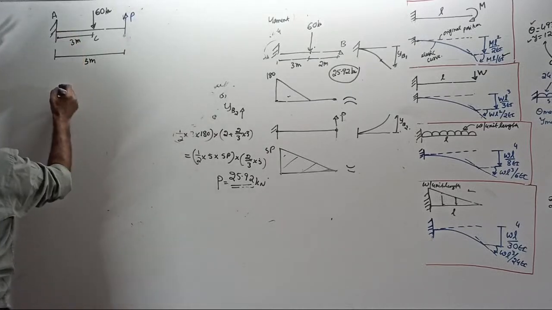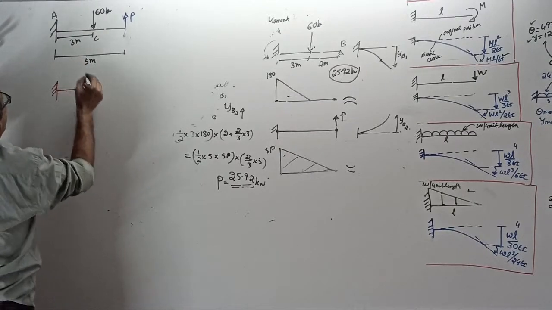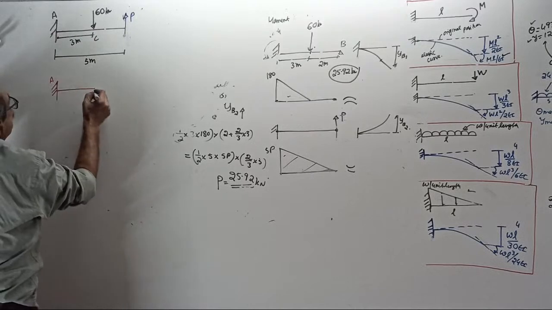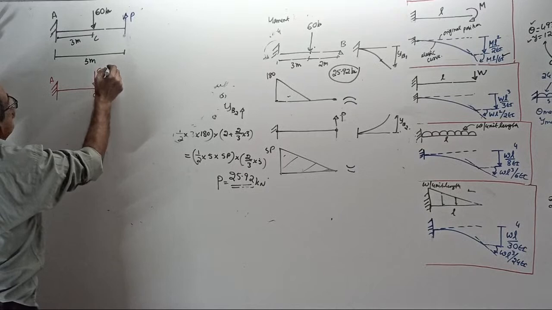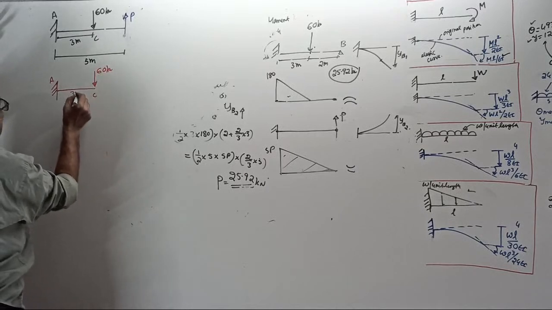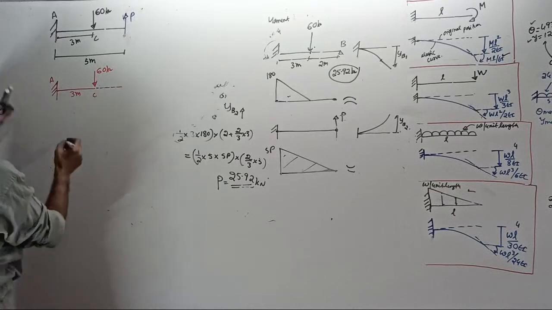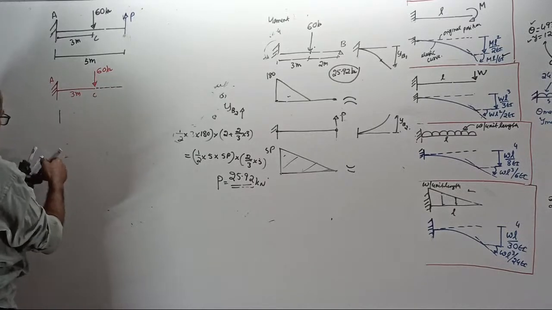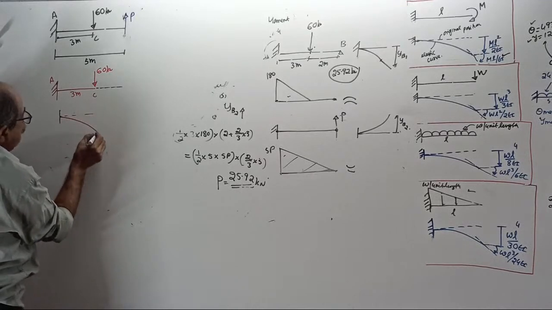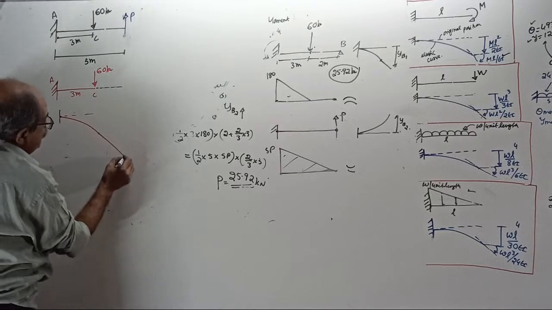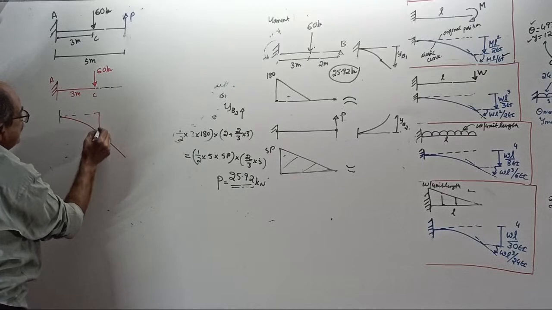First you consider a cantilever beam. From A up to C, there is a point load of 60 kilonewton. This is 3 meter. The remaining portion will be straight, with no bending. So your elastic curve will go this way, then it will come this way. Okay, start. Now you find what this deflection is.